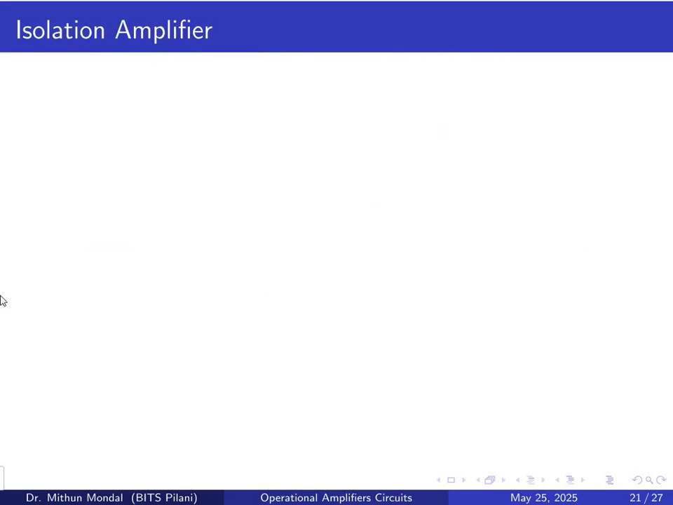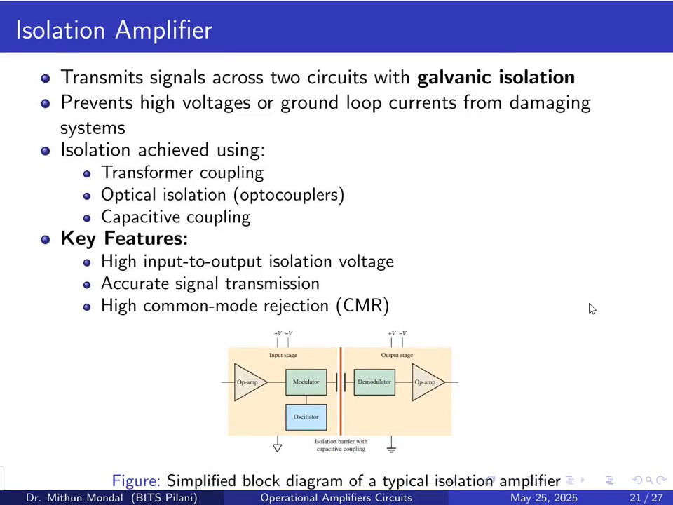The isolation amplifier is one of the op-amp application circuits where we transmit signals across two circuits using galvanic isolation. Isolation is required because we do not want the two circuits to be in touch with each other, and we need to transmit also the power. So it prevents high voltages or ground loop currents from damaging the system. That is the reason it is known as isolation.